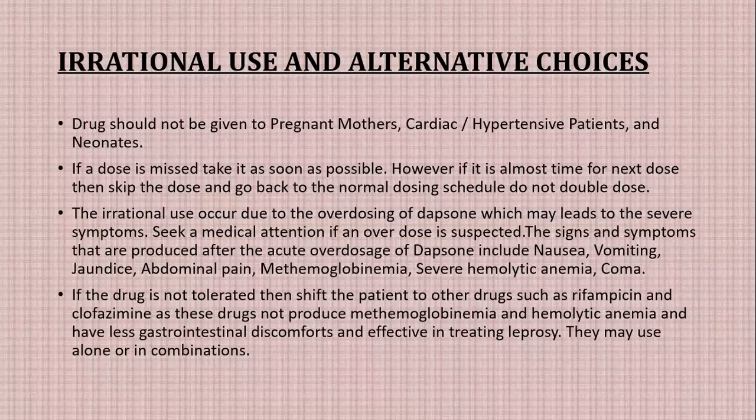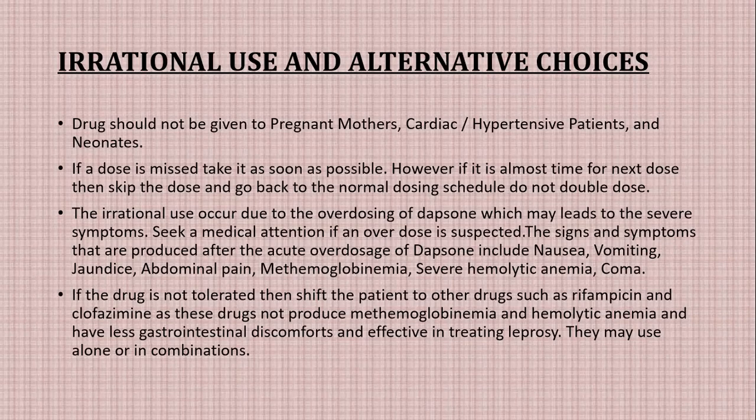Irrational use and alternative choices. Irrational use is when we basically misuse the drug. The drug should not be used in pregnant mothers, persons having cardiac disease, hypertensive patients, or neonates, because it will cause problems, as we mentioned earlier that it belongs to the pregnancy category C drugs and may be excreted during lactation, so it should be avoided.